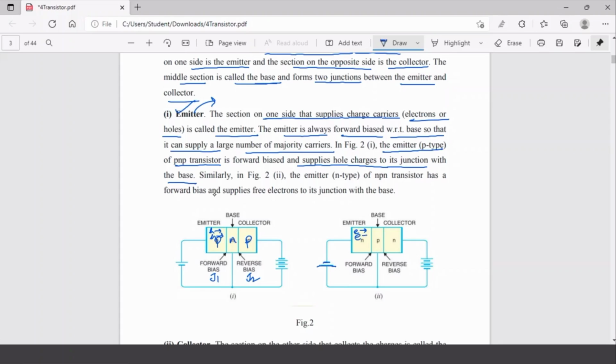Electrons are emitted because this is negative and this emitter N type will have a majority of electrons, so they will move towards the junction here, the junction J1. Here also junction J1 and junction J2 are there. So what are these charges which are actually emitted by the emitter? This supplies charge carriers which are either holes or electrons depending upon the transistor, whether it is PNP or NPN respectively. I hope that is clear to everyone.